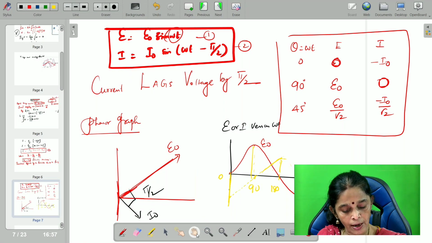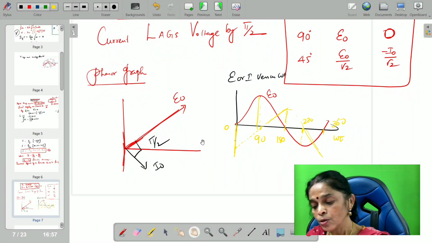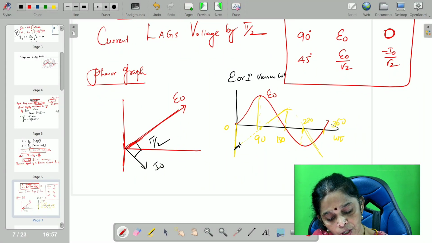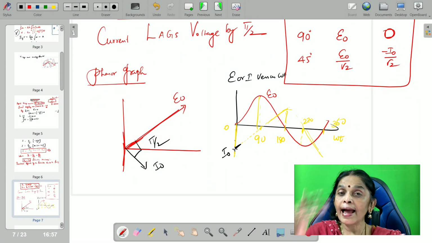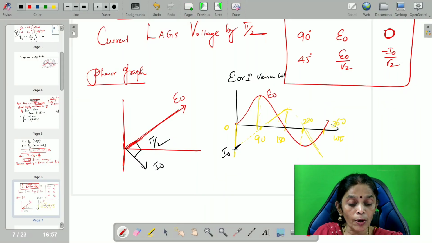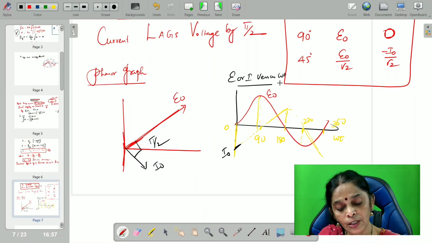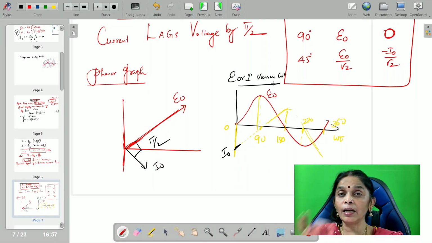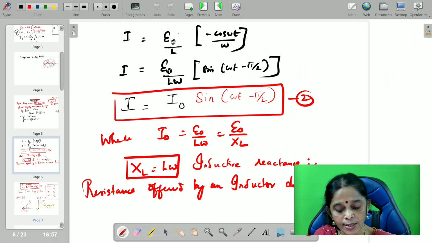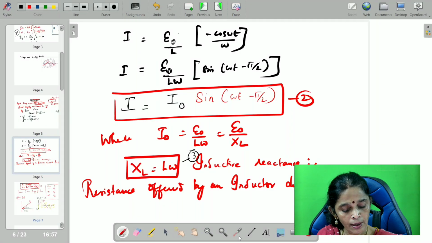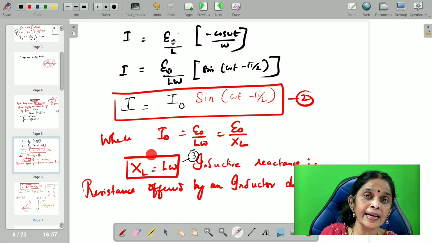So hope you understand the graph, children. So this is current lags the voltage, I naught. Since it is lagging, I am putting it in the negative quadrant. So therefore E or I versus omega t. And the previous equation, children, can you check here what is XL we wrote? XL. What is this XL? Yes, XL is equal to L omega.